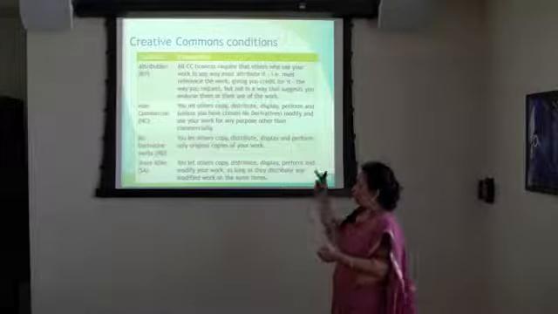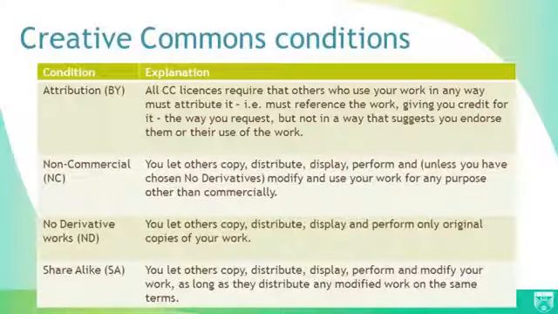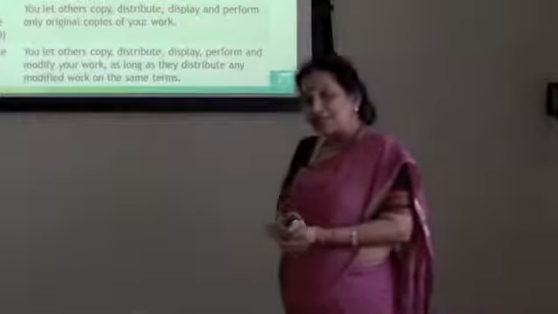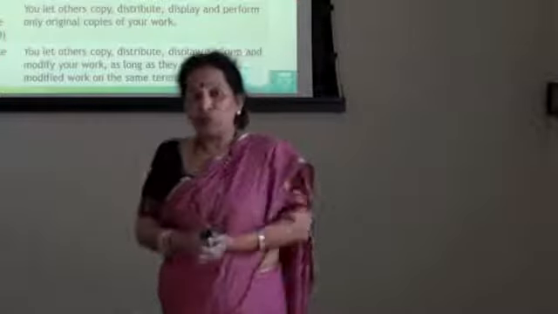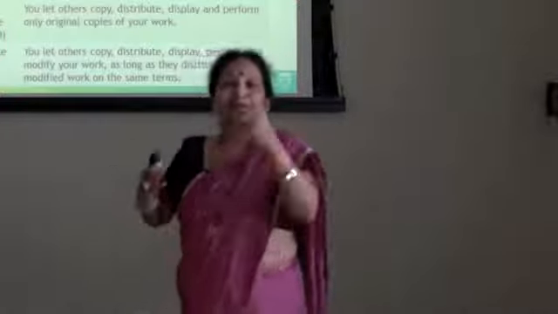So the first condition is that of attribution, which says all CC licenses make it compulsory for people to acknowledge and attribute the work to the original creator. Therefore, they must reference the work, and if you are the creator, they must give you credit for it. In the way you request, you can create the conditions under which attribution should be given, but it also means that their usage of your work or their attribution of your work does not necessarily mean that you endorse their work.